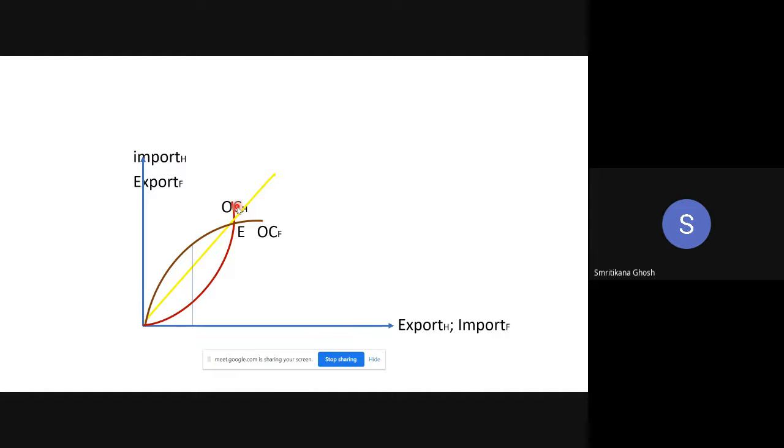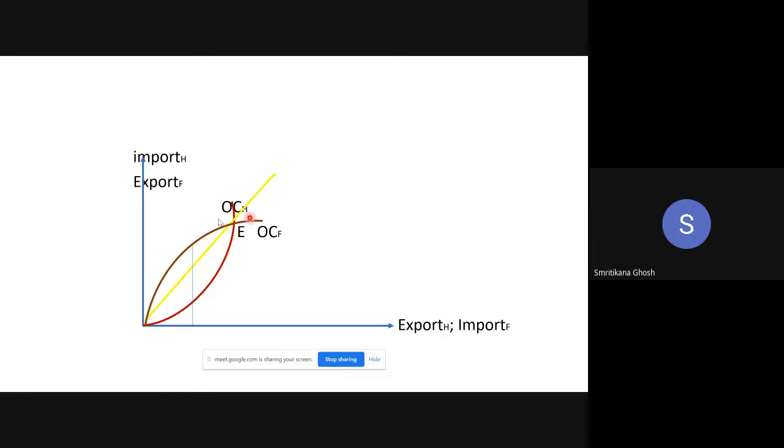And as we are measuring export, look, what is the shape of the offer curve of the home country? It is convex to the axis where we are measuring the export, right? Here we are measuring export of the home country. So the offer curve of the home country is convex to the horizontal axis. Now, as we are measuring export of the foreign country on the vertical axis, the offer curve of the foreign country is convex to the vertical axis.